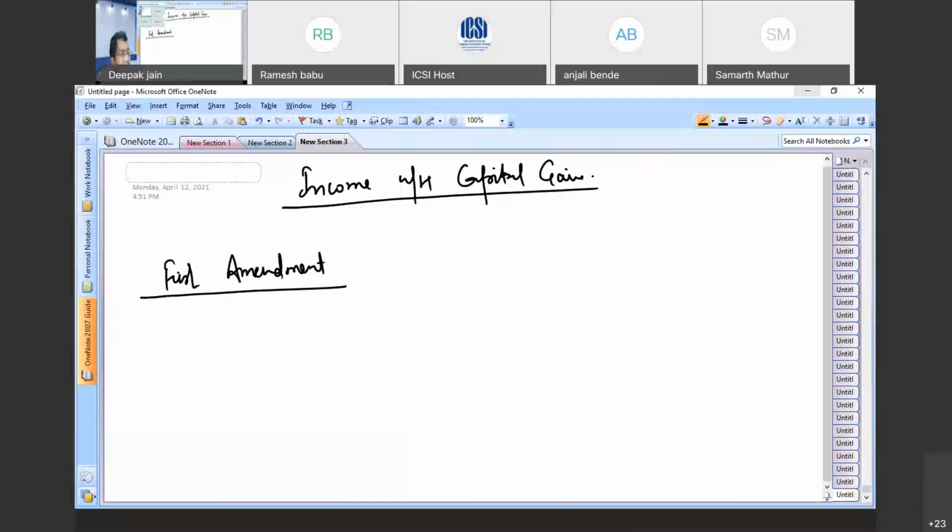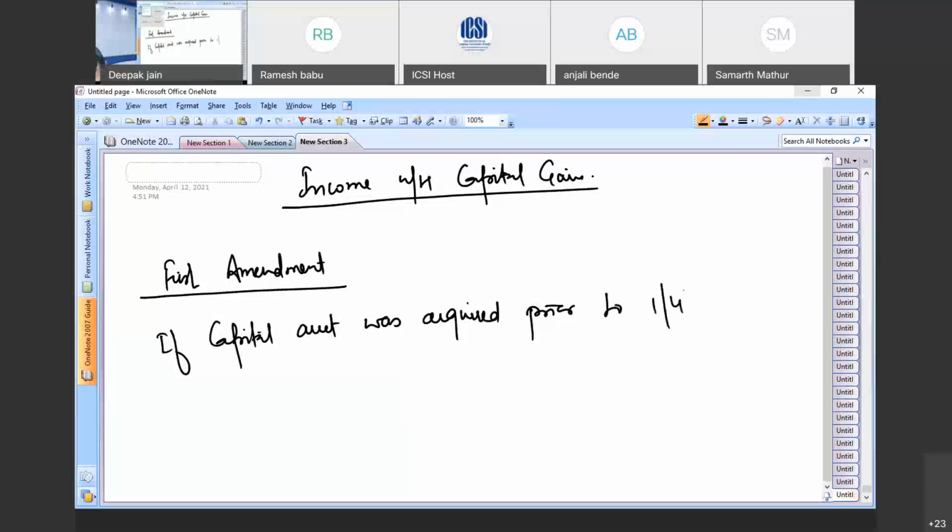If a capital asset was acquired prior to 1st April 2001, then what was the position? What was the law?